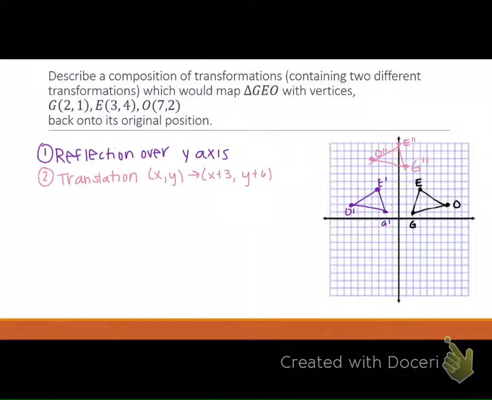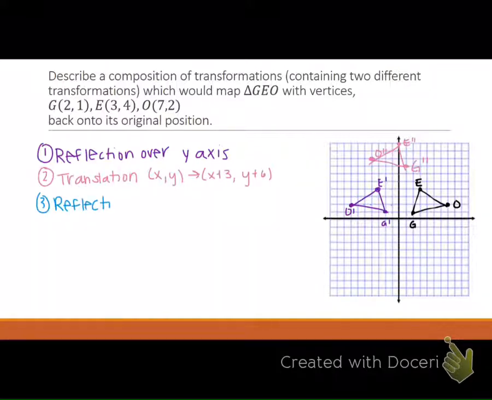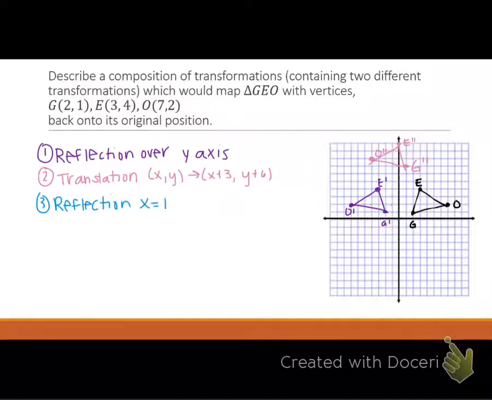So we're not facing the same direction. Could we do another reflection to get it back facing the same way and then another translation? Let's try it. What if we reflect over the line x equals 1? So G would stay in the same spot, because x equals 1 is right here. E would be here. And O would end up here.